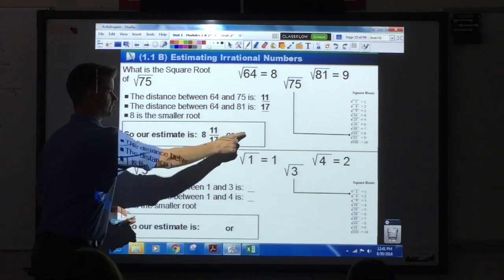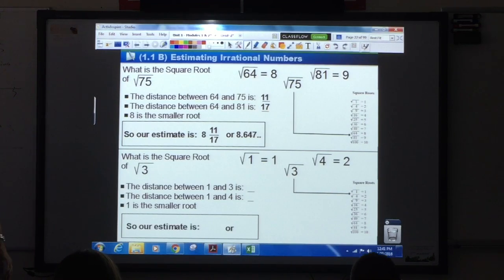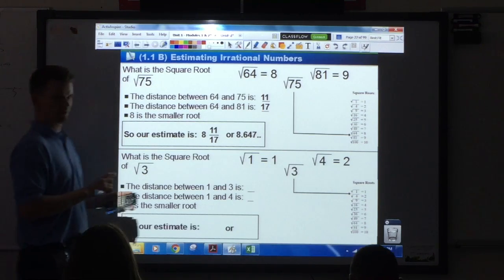11/17. Or as a decimal, that becomes 8.647. Write that in, then I want you to take a second on your calculator, and find the root of 75, and tell me how close we got. What's the root of 75 on your calculator? Square root of 75. 8.66. So did we get close?